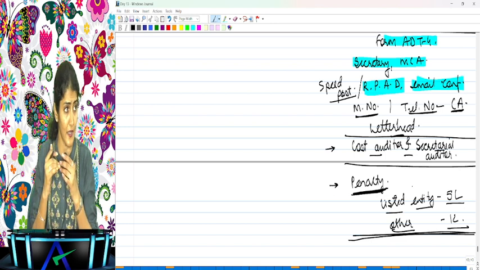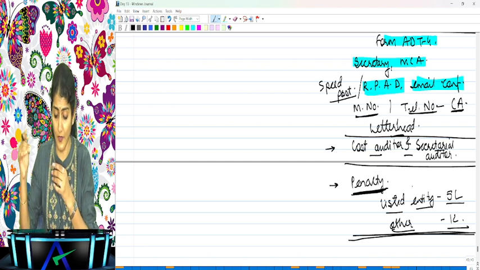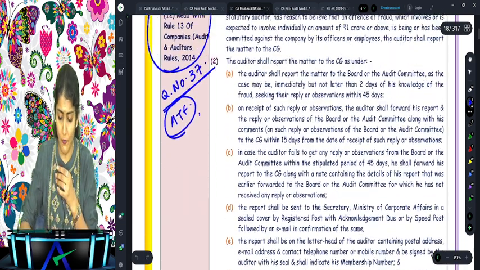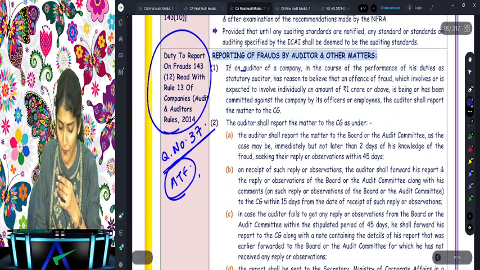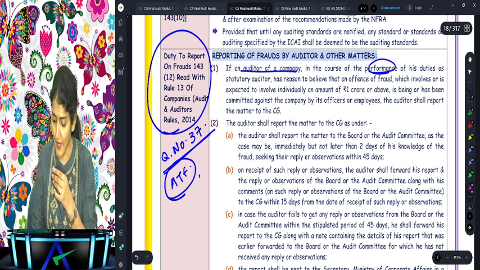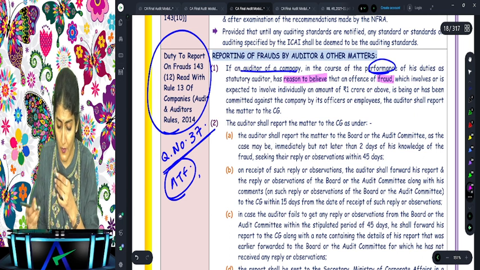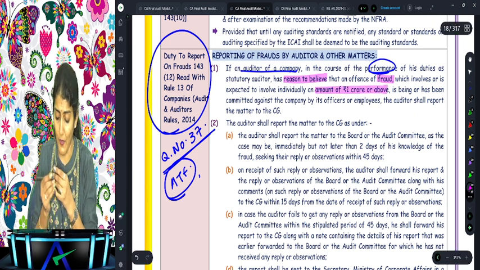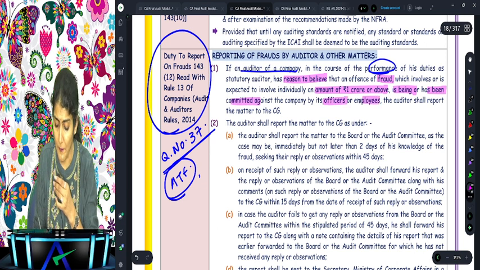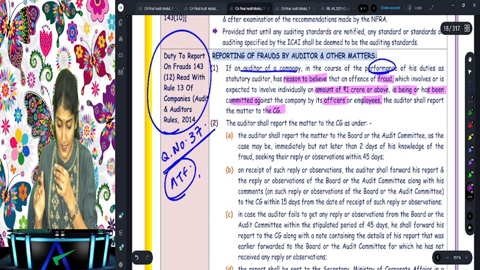Are you understanding that? Duty to report the fraud to CG, 143(12). Is it clear to everyone? So if an auditor of the company, in the course of performance of his duties, has reasons to believe that an offense of fraud which involves or is expected to involve an amount of 1 crore or above is being or has been committed against the company by its officers or employees, he shall report the matter to the CG.